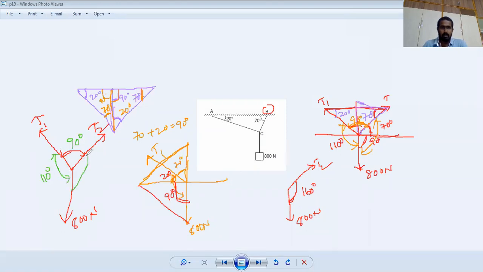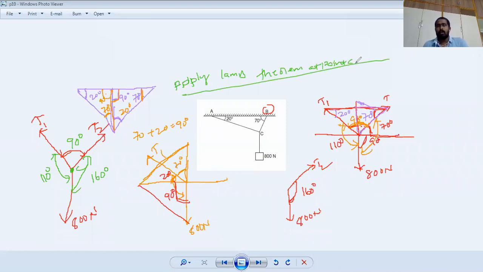This is 160 degrees. Okay, clear? Clear, sir. Okay, apply Lami's theorem at point C.